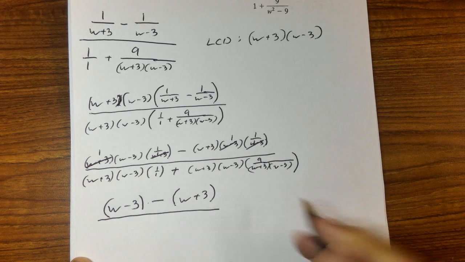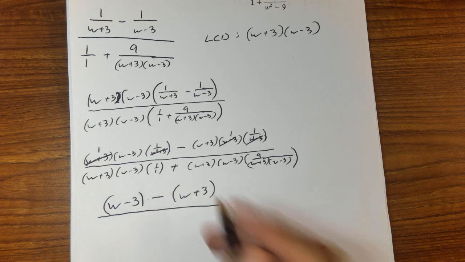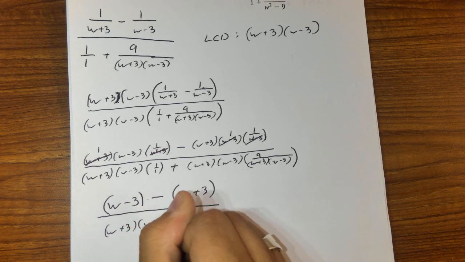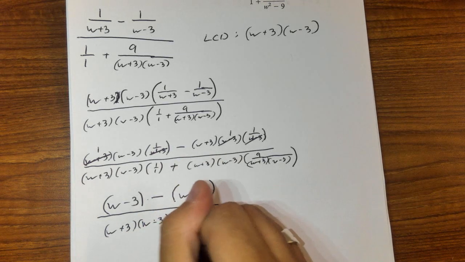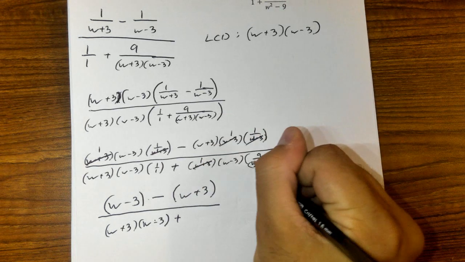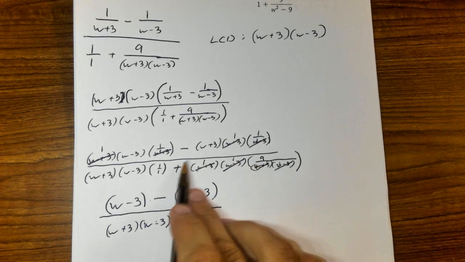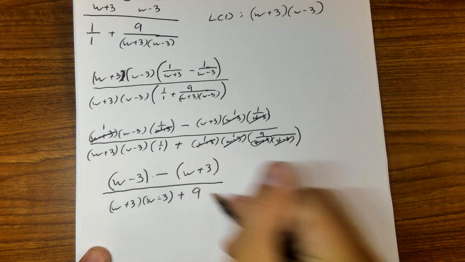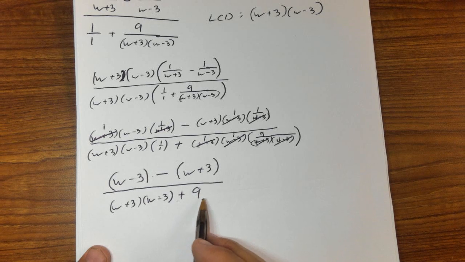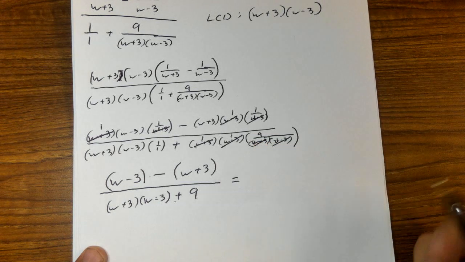And then I have in the denominator w plus 3 times w minus 3 times 1, which is just w plus 3 times w minus 3. And then I'm going to add to that w plus 3 divided by the w plus 3, which is 1 over 1. W minus 3 divided by this w minus 3 is simplified as 1 over 1. What I really have is 9. So that's going to give me w plus 3 times w minus 3 plus 9. So I actually have to simplify all of this stuff here. So let's take care of that.